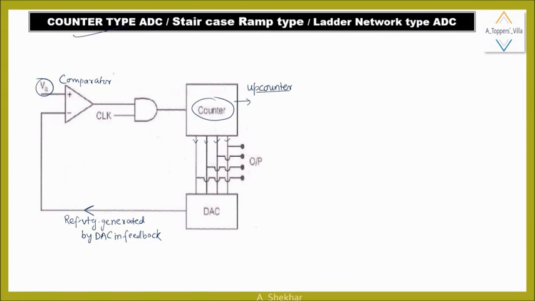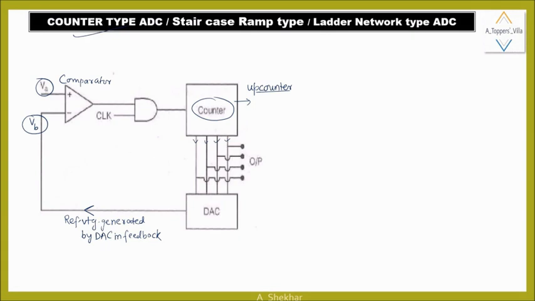And this comparator works on the principle that whenever the applied quantity on the positive terminal is greater, the comparator gives the high output, and whenever this VA, let us suppose this feedback value is VB, so whenever VA is less than VB, then the comparator output will be 0 and the clock pulse is not applied to the counter and the counter will stop. So at this time, the counter will represent the binary equivalent of the analog input voltage.